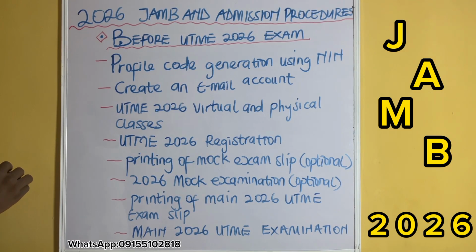The next thing is to create an email account. When I'm talking about an email account, I'm referring to a Gmail account, a Yahoo Mail, and some other ones. But the more preferable one is to create a Gmail account. If you don't have a Gmail account, please create a Gmail instead of Yahoo Mail. Let the Gmail account be your own personal Gmail account, because JAMB will be sending a lot of information to it, and ensure that you have access to the Gmail account. It's more preferable to have a Gmail account for your JAMB than a Yahoo Mail.